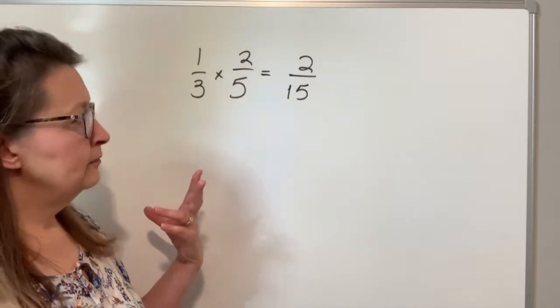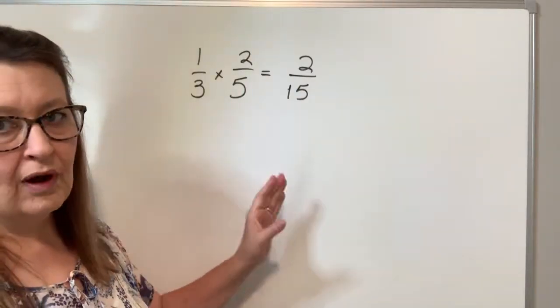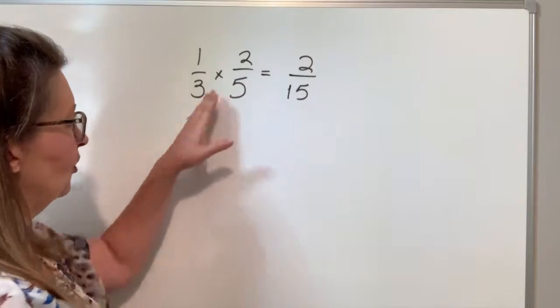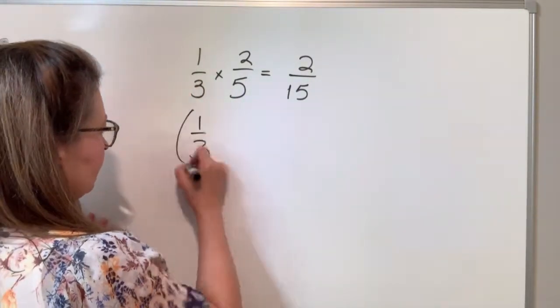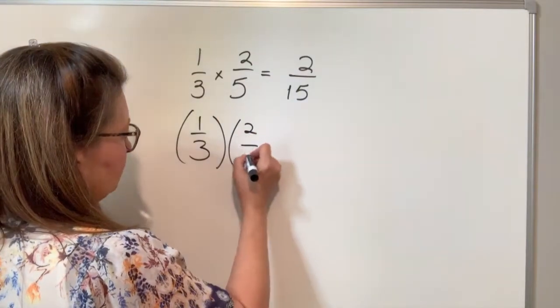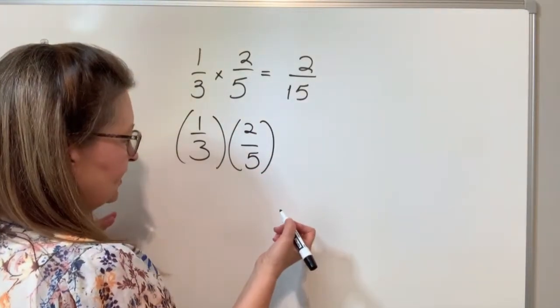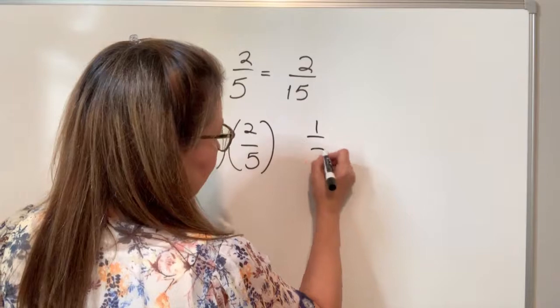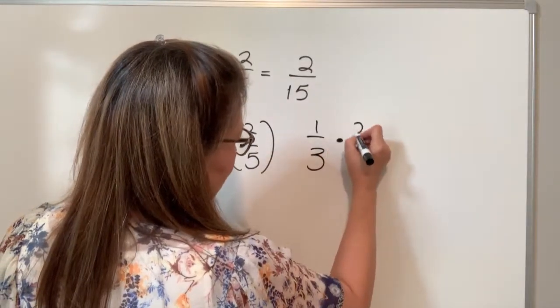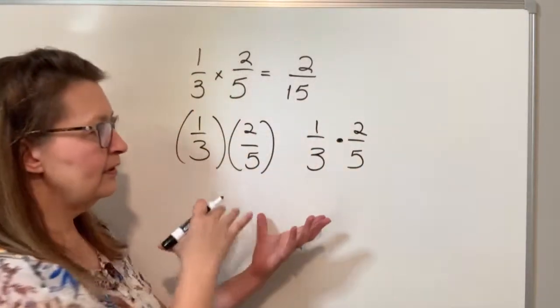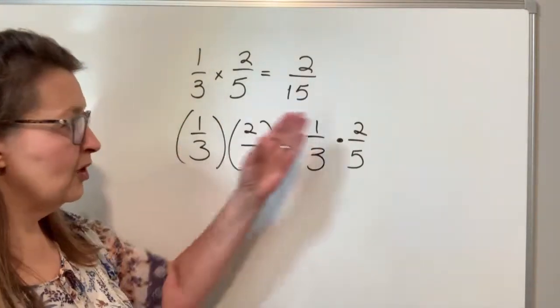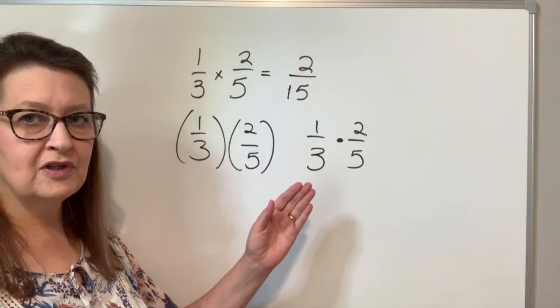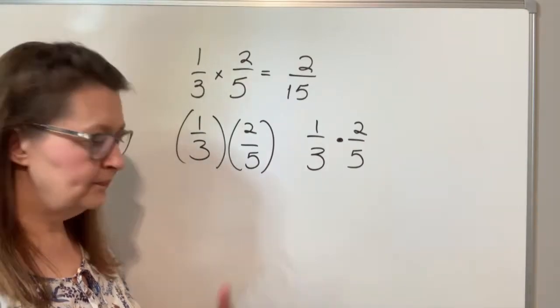There are different ways to write multiplication, and that's one of the trickiest parts. You can have the little X that means multiply. This could have been written separated by parentheses, or you might see a dot. All three of these ways still mean multiply. And that's all there is to it. Numerator times numerator, denominator times denominator, then reduce. Okay?